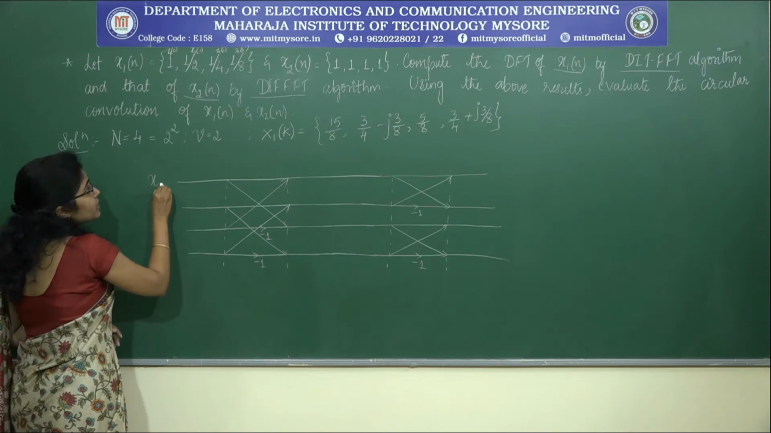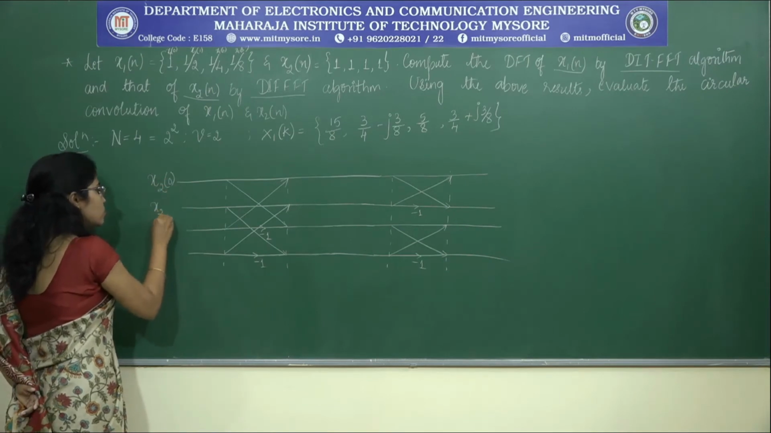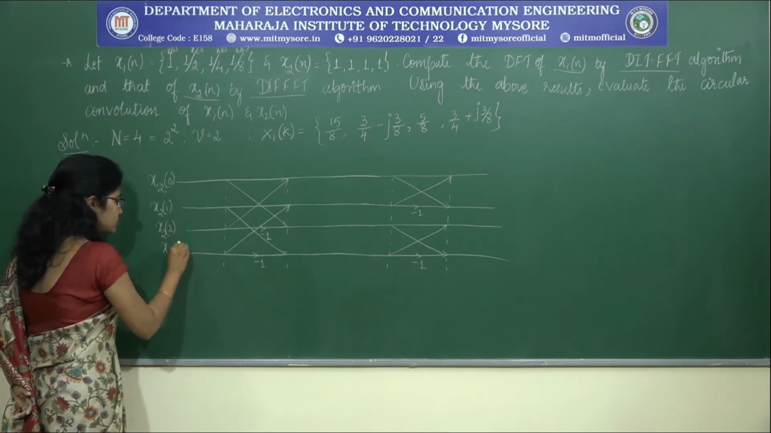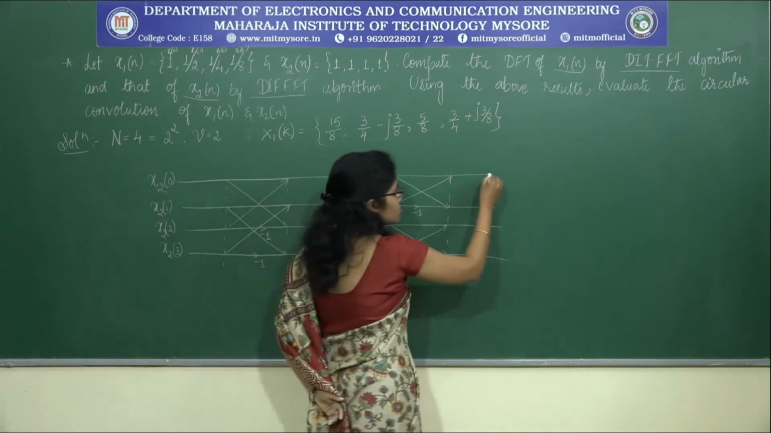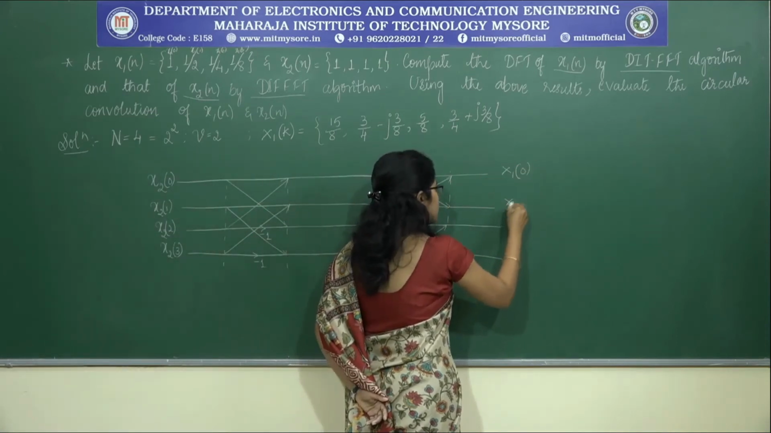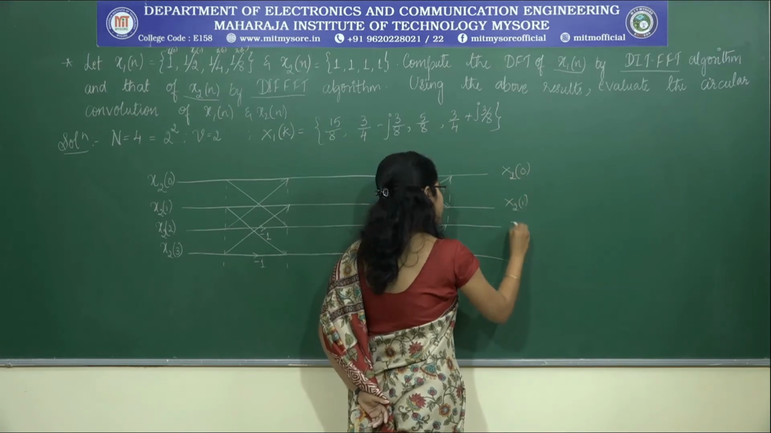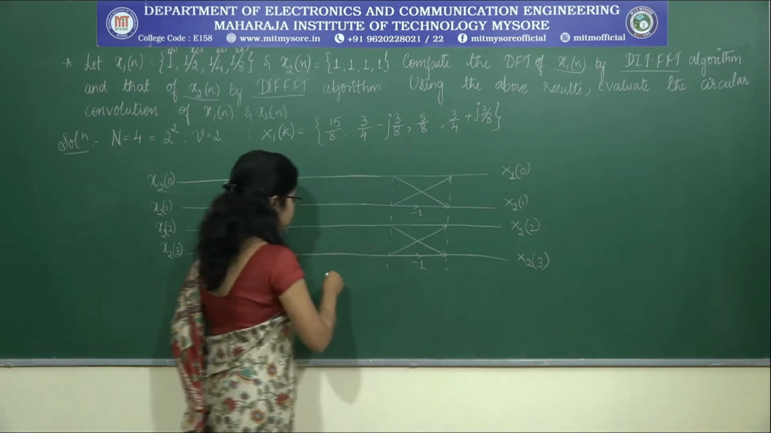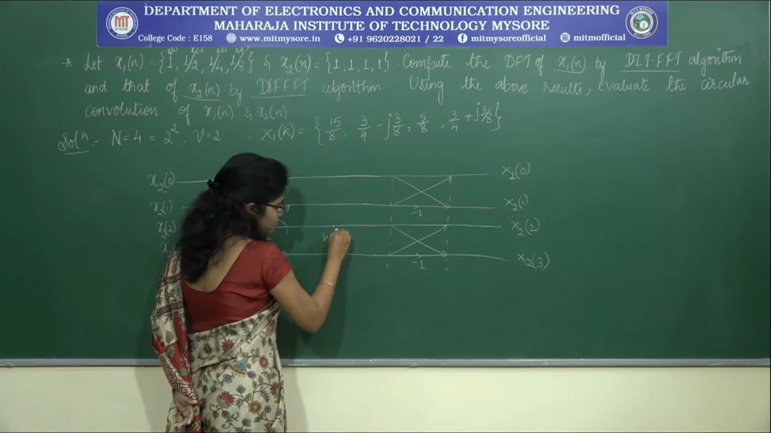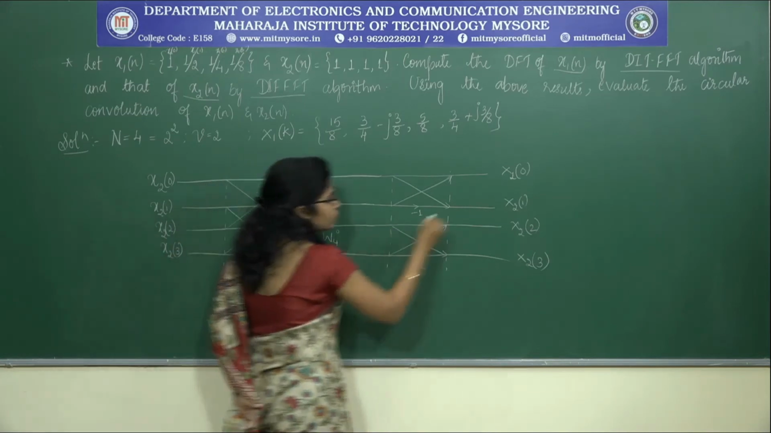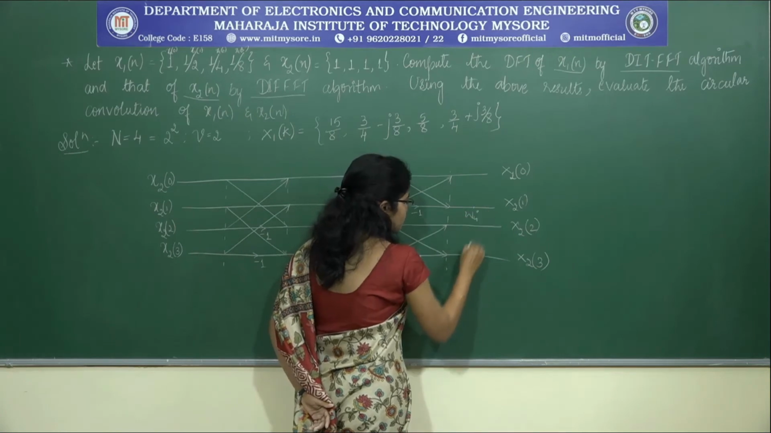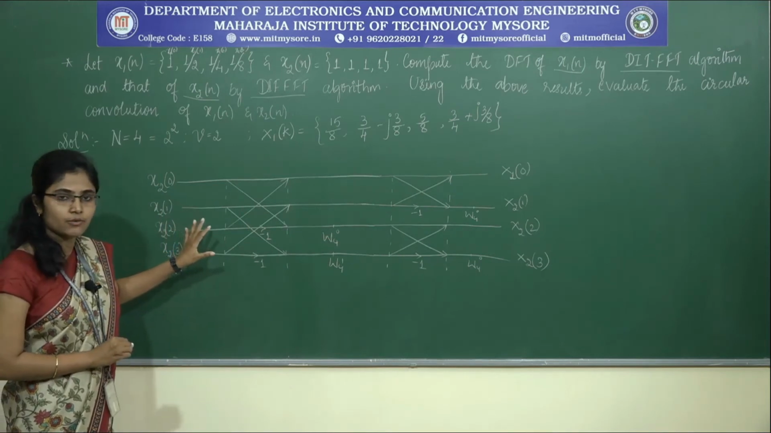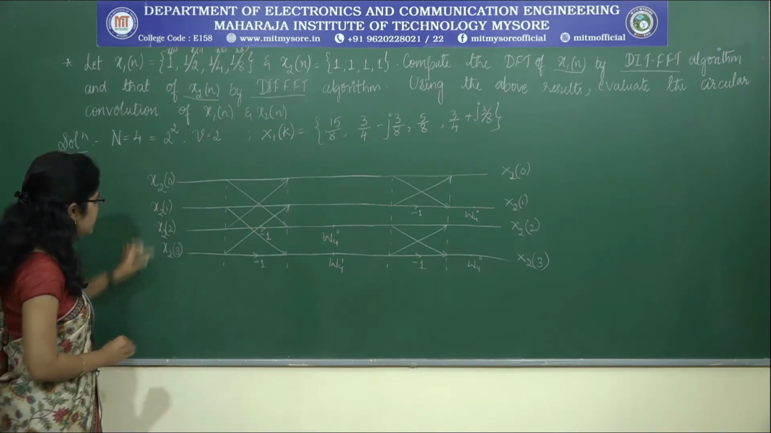So let me write that. x2 of 0, x2 of 1, x2 of 2, x2 of 3, and the output is in normal order. So this will be x1 of 0, x2 of 0, x2 of 1, x2 of 2, and here it is the twiddle factor terms, omega 4 power 0, omega 4 power 1. Here it is omega 4 power 0 and omega 4 power 0. Now we are ready with the butterfly structure for n is equal to 4 using DIF FFT algorithm. Let us tabulate the values.